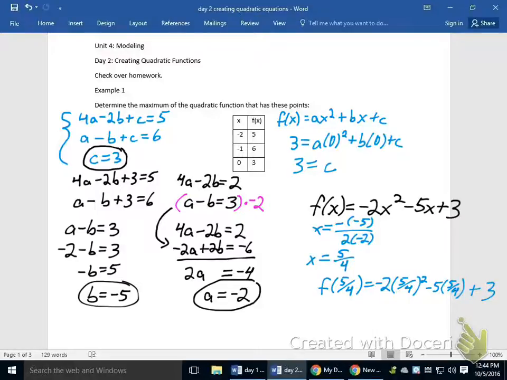So let's go and type that in. Small correction here. This should have been positive 5 over negative 4. Excuse me for my mistake. So this will be f of negative 5/4 that I'm finding here. So these should have been negative values. So negative 2 times negative 5/4 squared minus 5 times negative 5/4 plus 3.